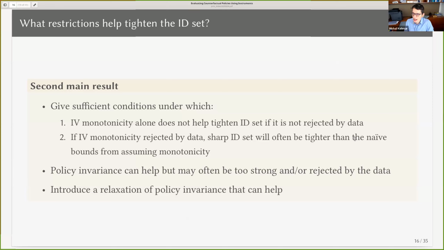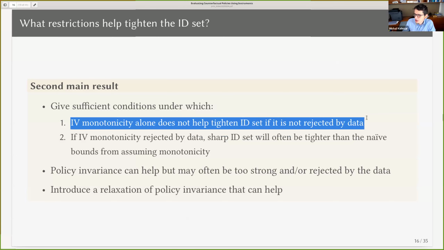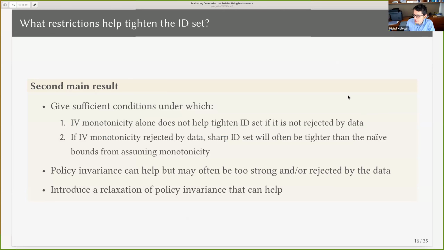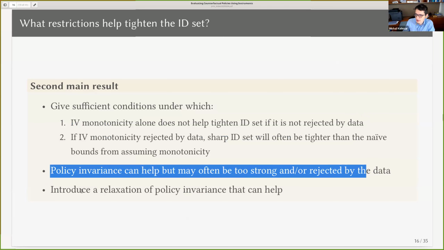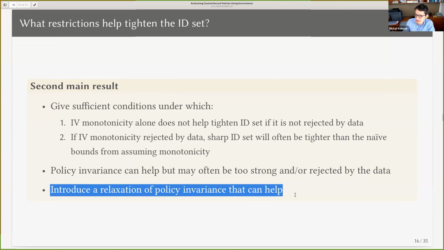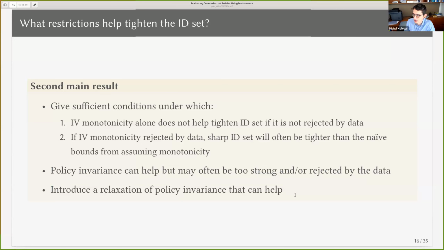Now, after you have this characterization, in many cases it may give you an identified set which is quite wide. So you may ask, what other restrictions can I impose? Our second main result says that the IV monotonicity type restrictions, if you impose them alone without any further restrictions, will not help you tighten the identified set. On the other hand, in some cases policy invariance may help, but in cases where it's too strong, you may not want to introduce it. So what we're going to do instead is introduce a relaxation of policy invariance.